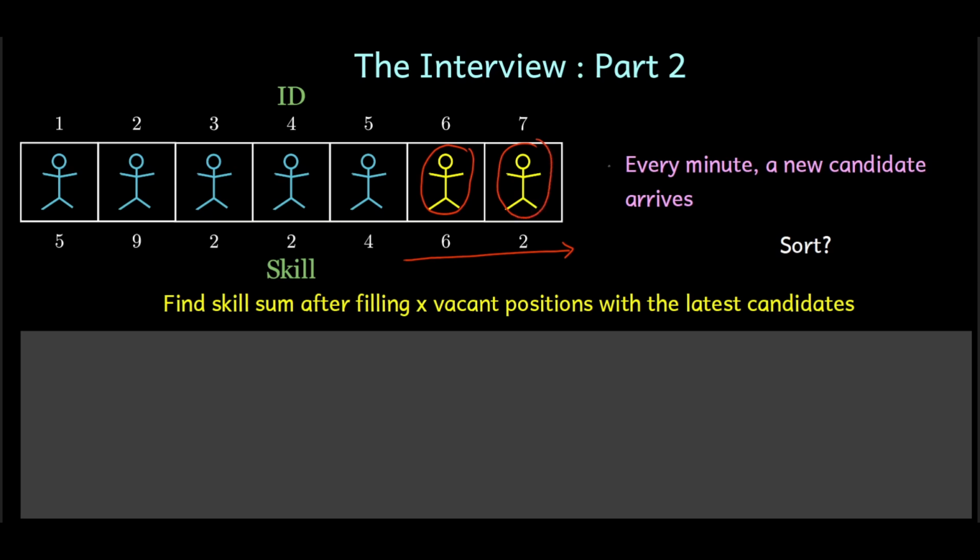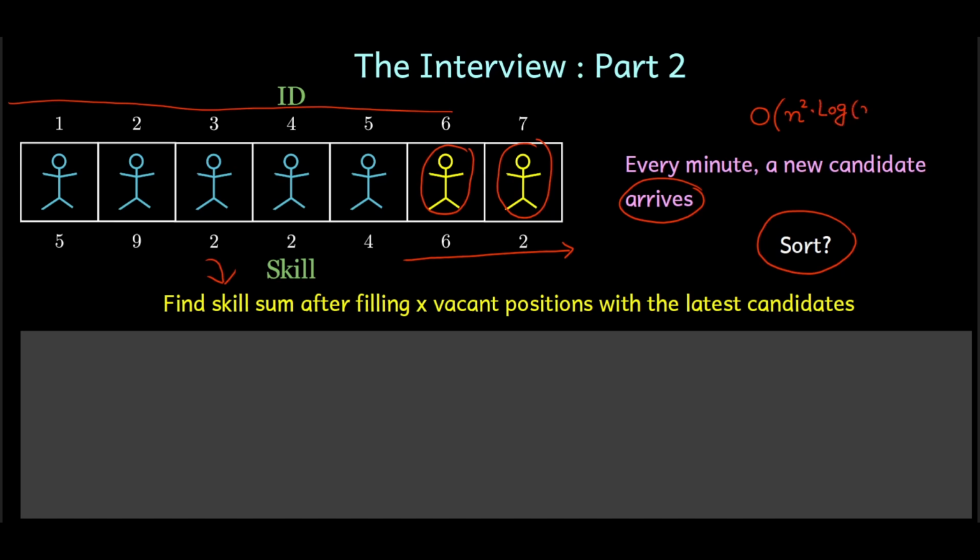Now, after every arrival, can you recompute the skill sum of the top X candidates that you would select from this bigger pool? Of course, you cannot sort the entire array again and again every time a new candidate arrives, because the time complexity of that process would be n square into log n, which is too high a time complexity.